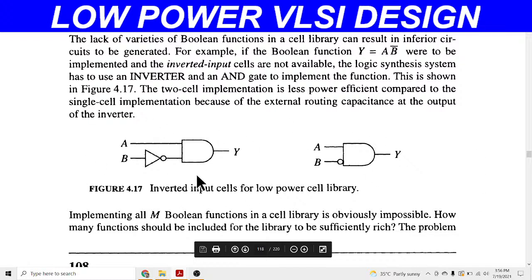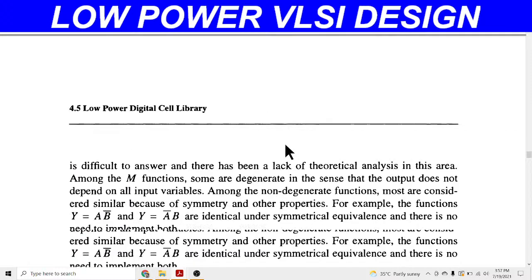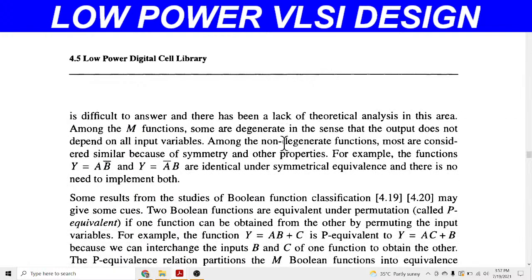Okay, so we can convert two gates into one cell. Here one is the cell library inverter and another one is the AND gate. By using this we can reduce the driving capacitance, and also we can reduce the propagation delay. Okay, these are some advantages, but it is not possible to implement a cell library for each and every Boolean function.